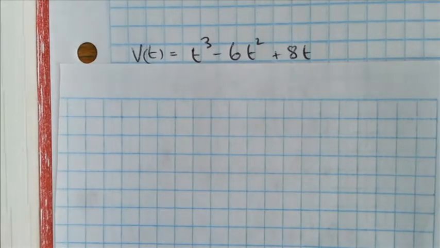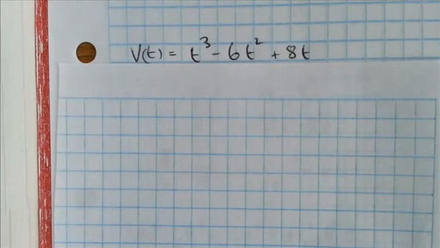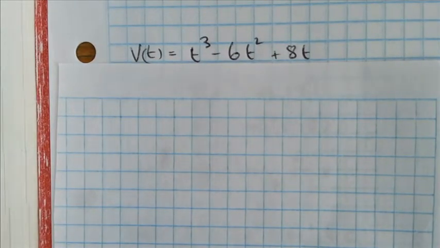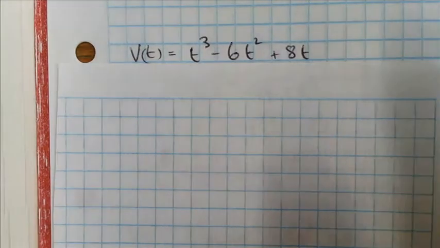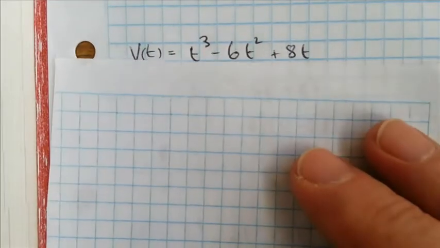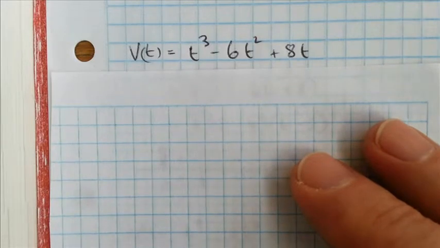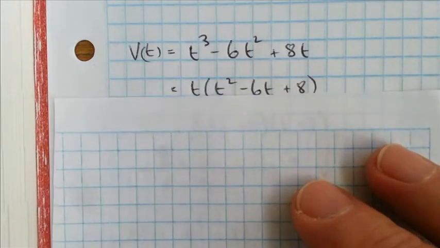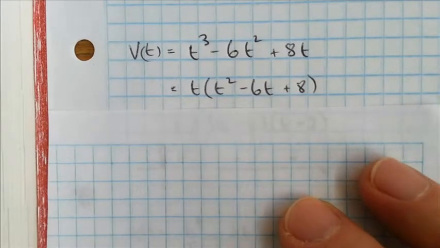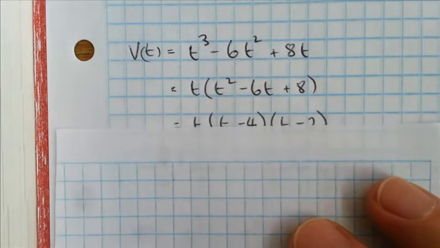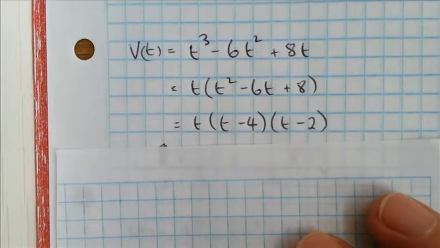In this video we'll look at two ways in which we can work out the distance travelled by a particle travelling in a straight line. We're given the velocity formula here, and we can factorise that. We end up with a linear and a quadratic. The quadratic can be factorised.